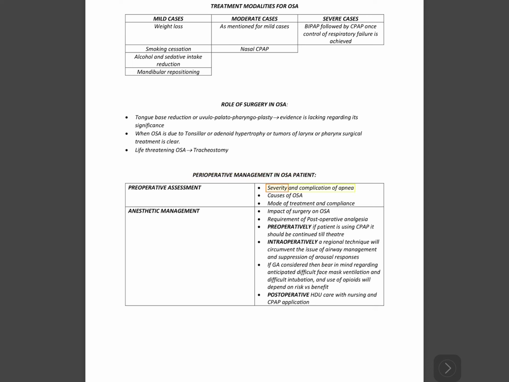Perioperative management in OSA patients. Preoperative assessment: severity and complications of apnea, causes of OSA, mode of treatment and compliance, anesthetic management, impact of surgery on OSA, requirement of postoperative analgesia. Preoperatively, if the patient is using CPAP, it should be continued till theater. Intraoperatively, a regional technique will circumvent the issue of airway management and suppression of arousal responses. If GA is considered, bear in mind anticipated difficult face mask ventilation and difficult intubation, and use of opioids will depend on risk versus benefit. Postoperative HDU care with nursing and CPAP application.